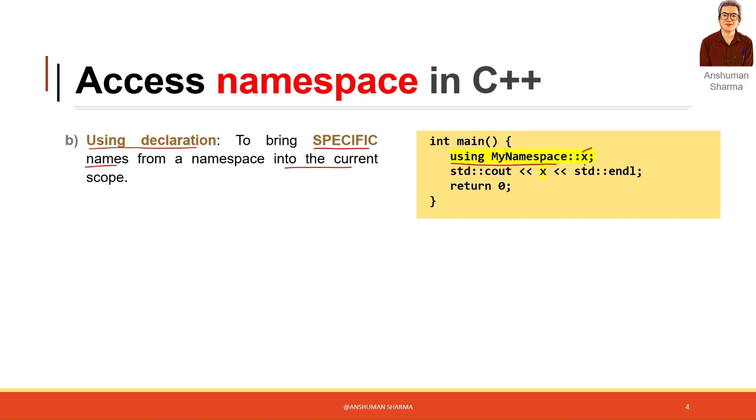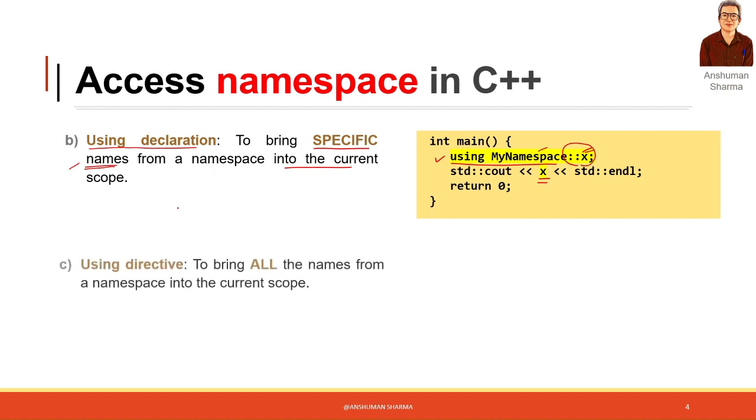Now this will only bring x from that namespace into your code. All others will not be included. This is why it is called using specific names. If you don't want to bring in the whole namespace and you want only some specific members, then you can do it by using the using keyword followed by the namespace and scope resolution operator, and that particular member of that namespace can be used.